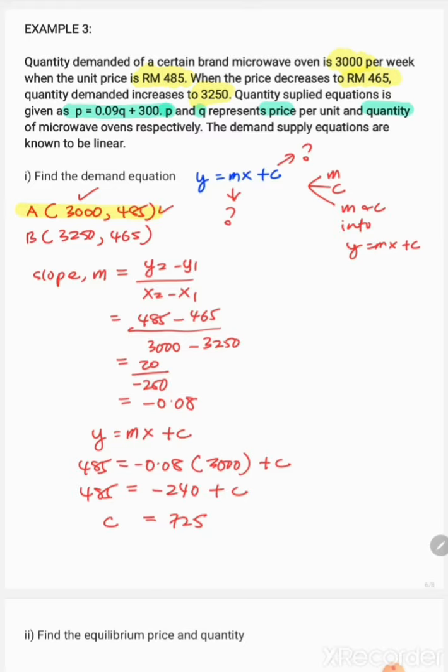To form the equation, just substitute the values: m is negative 0.08 and c is 725 into the general formula, where I have y. But we cannot use y here. Replace y with price P, and our x is the quantity, so we use Q. P = -0.08Q + 725. So this is the answer.